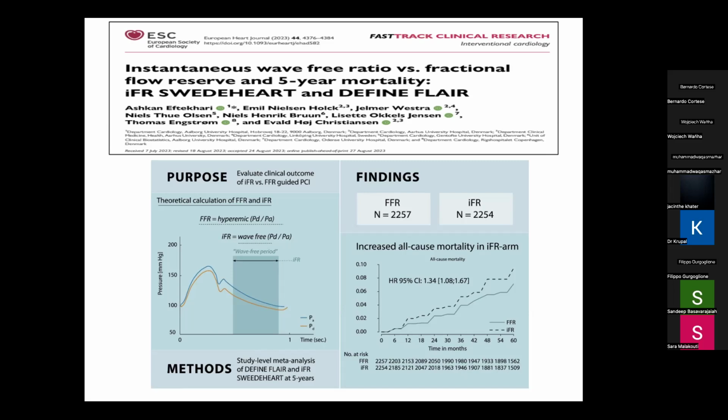It is not very clear until now whether we will be able to replace FFR completely with iFR. These are quite recent things, and maybe in future we will, but my criticism was on the design of the study, not on iFR itself. Okay, let's move on.